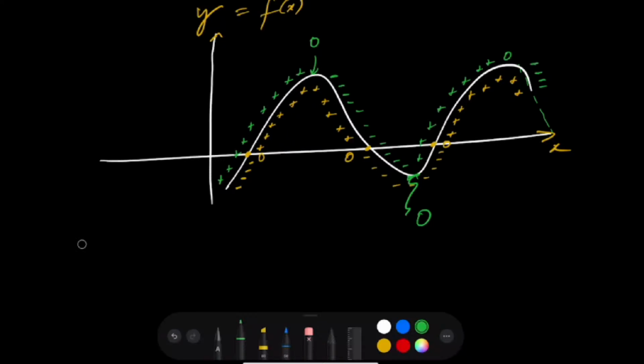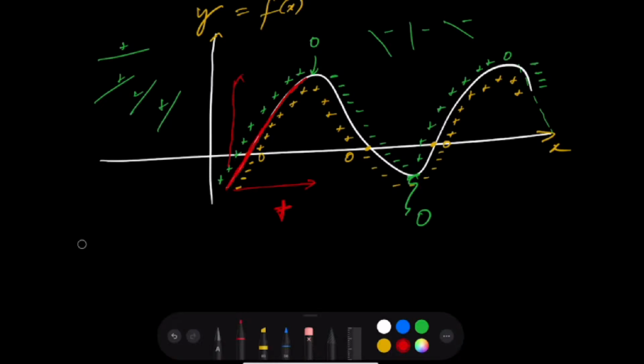So all the lines that appear like this, like this, like this, the slope is positive. And all the lines that appear like this, like this, like this, the slope is negative. Remember. So if you move from this point to this point, delta y is positive and delta x is also positive.